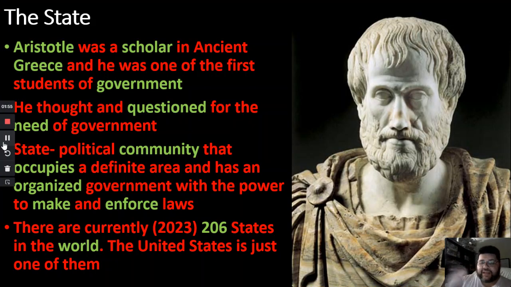So that guy you see in that statue right there, that's Aristotle. Aristotle was a scholar in ancient Greece. He was a student, but he was also a teacher, and he is truly the first person to question, why do we have a government? Why do we need one? Could we function without one? Which one's the best one? So he spent years questioning government. Do we really need it? Why? What's the best form?